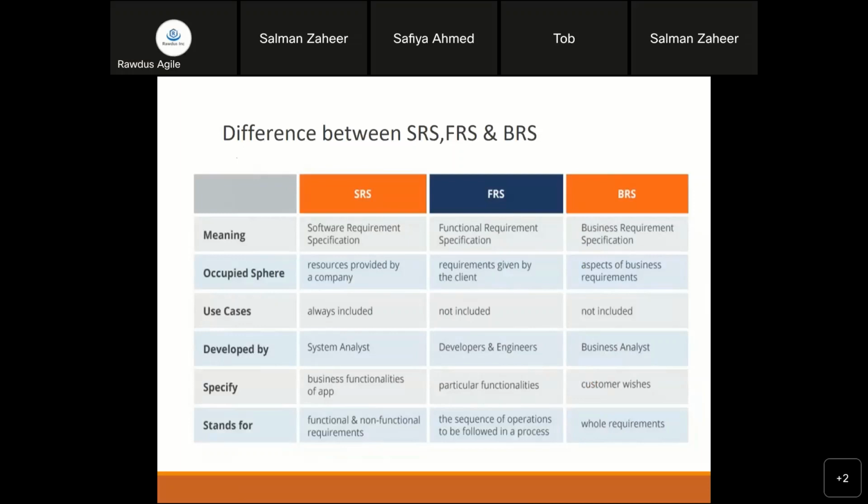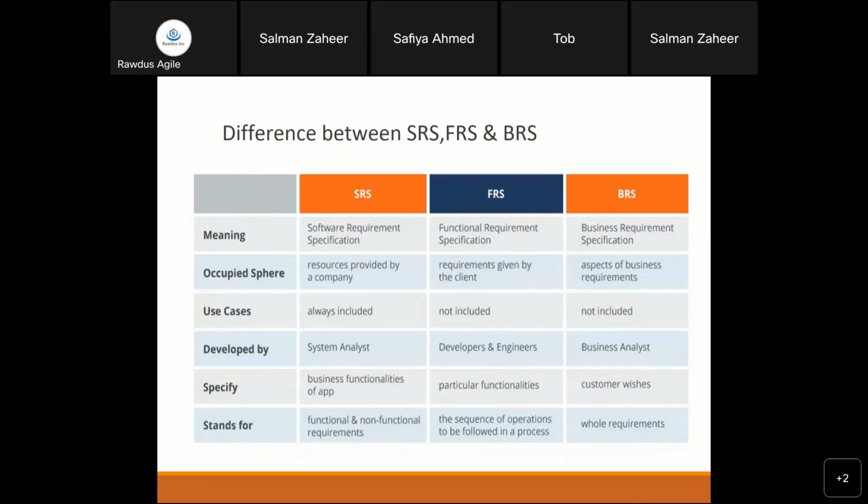Okay, so how do these software requirements come up? Software requirements basically come in three different forms. One is the SRS, another is the FRS, and the other is the BRS. In what formats do these requirements come? Basically, these requirements come from the client in software requirement specification form, functional requirement specification form, or business requirement specification form. So how do these three documents differ from each other?